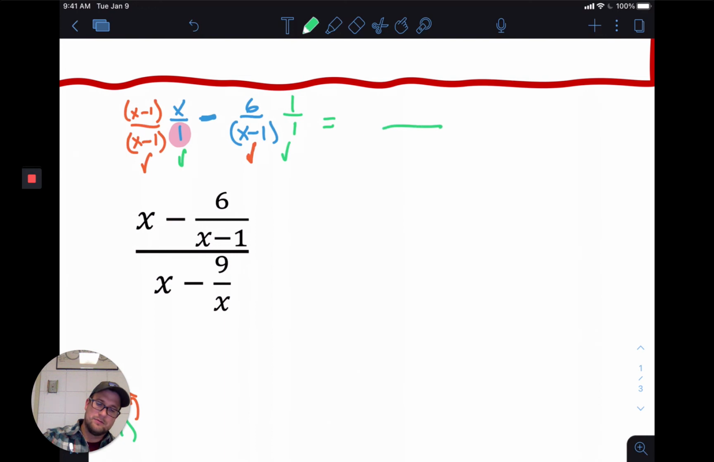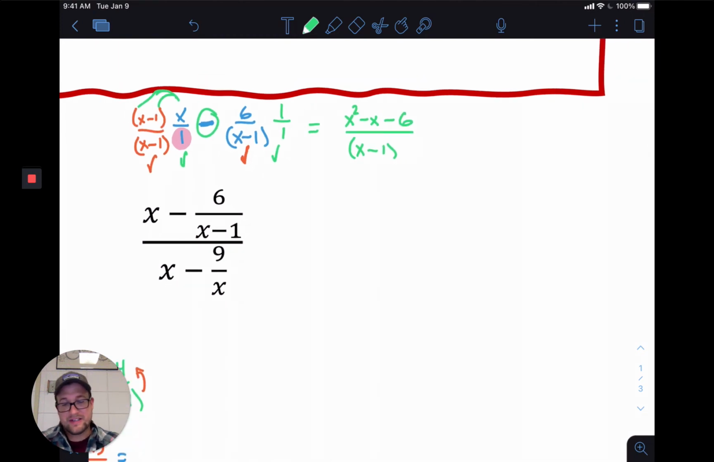in the denominator, we are going to have x minus 1. And in our numerator, we're going to have x squared minus x minus whatever 6 times 1 is, so minus 6. Now that top may be factorable. We'll look at it here in a moment. But for right now, we will just leave our top fraction as x squared minus x minus 6 over an x minus 1.